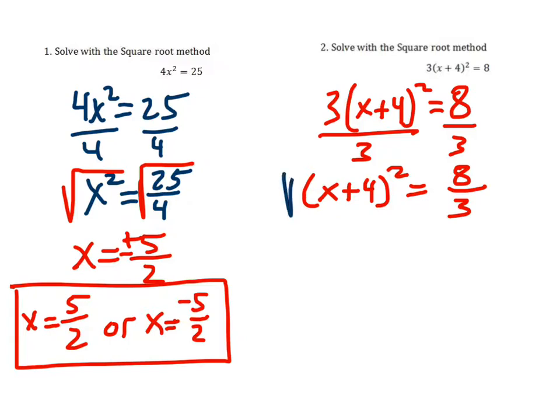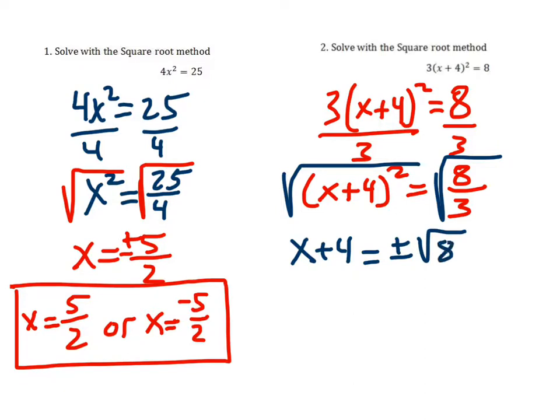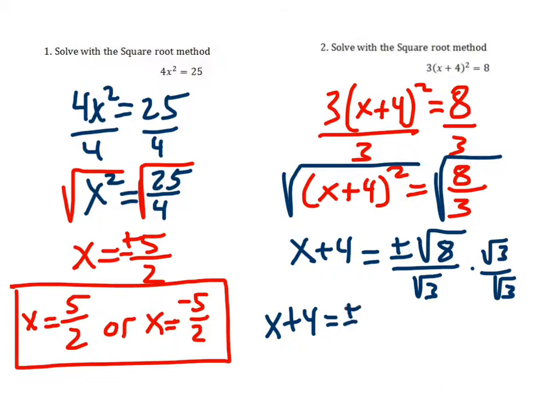So, okay, let's go ahead and square root both sides. And we get an x plus 4 over here. And on this side, we're going to get a plus minus square root of 8 thirds. How we're going to deal with that? Well, let's call it the square root of 8 over the square root of 3 for right now. We want to rationalize that denominator. So let's go ahead and multiply by the square root of 3 over the square root of 3. And so we get x plus 4 equals, on top, 8 times 3 is 24. So we have plus or minus the square root of 24 all over 3. We've got a rationalized denominator now.